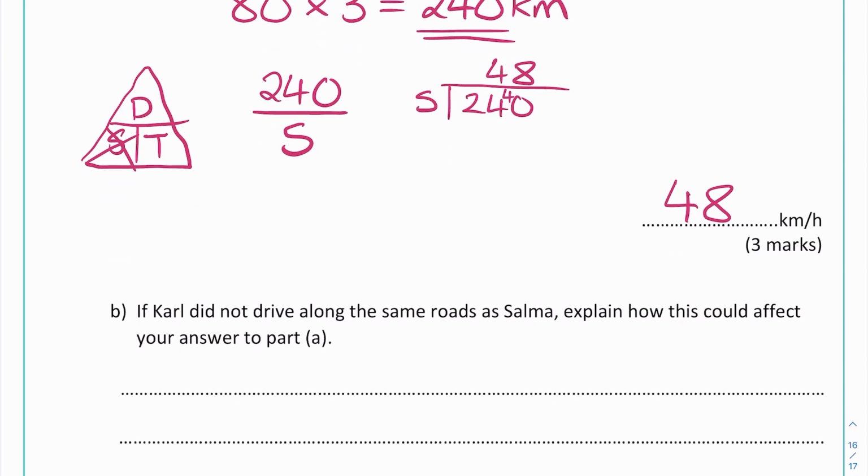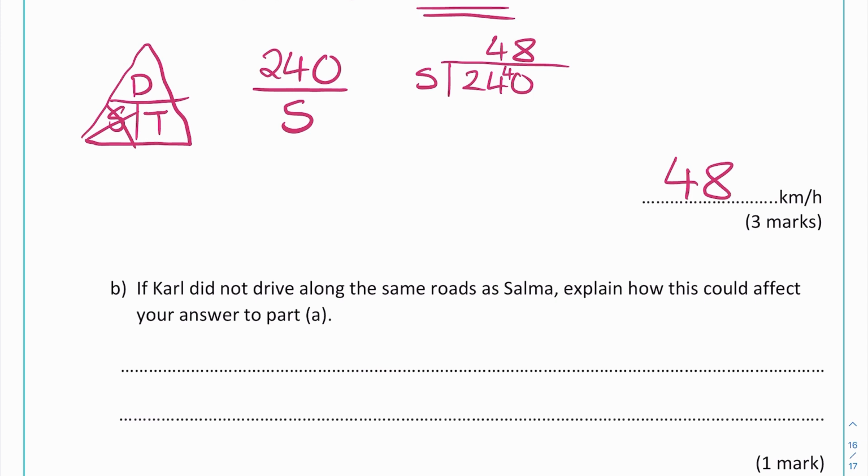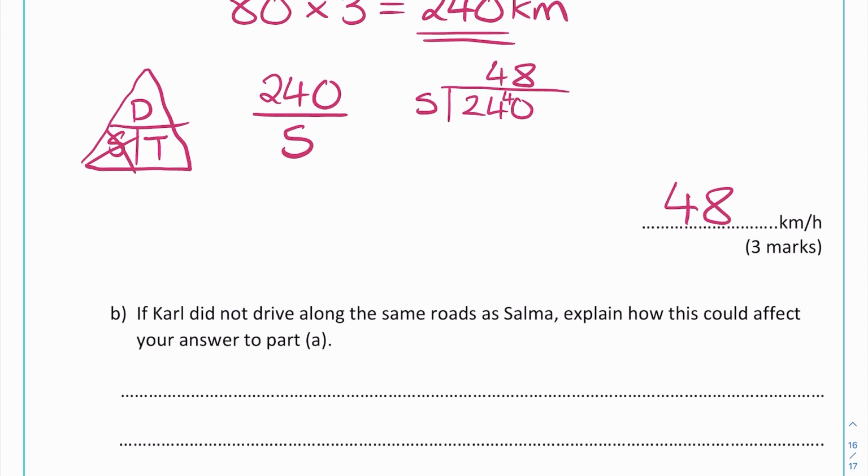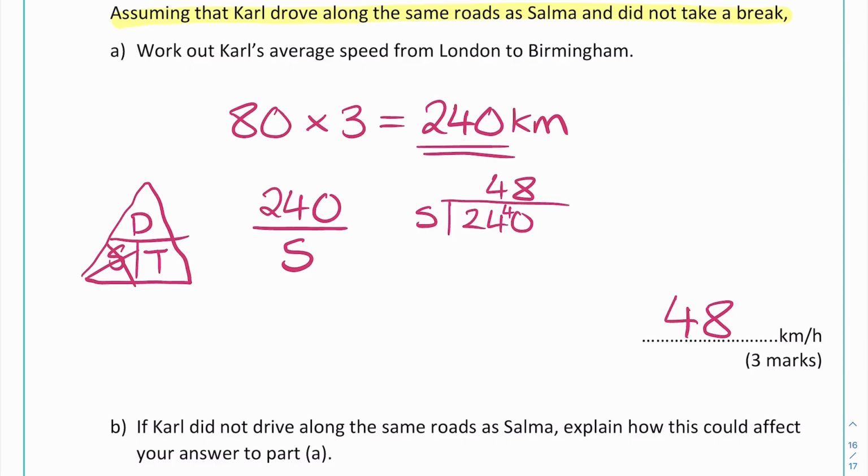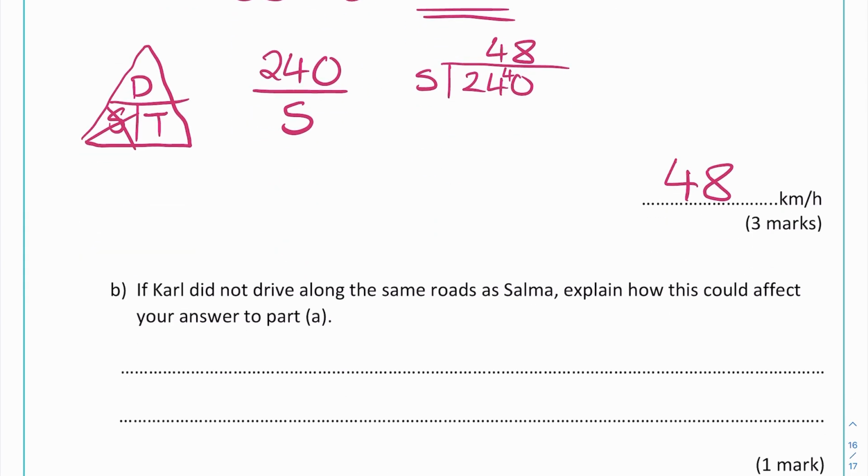Part B, if Carl did not drive along the same roads as Salma, explain how this could affect your answer to part A. Well, if Carl did not drive along the same roads, then this distance here could have been bigger, could have been smaller. And if the distance was bigger or smaller, then the speed could be higher or lower. So if Carl did not drive along the same roads, explain how this could affect your answer to part A.